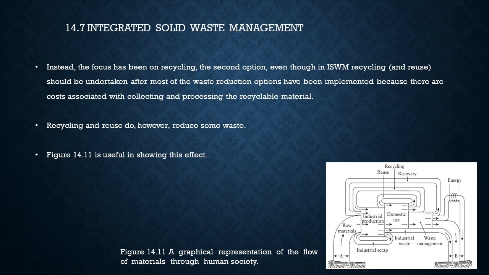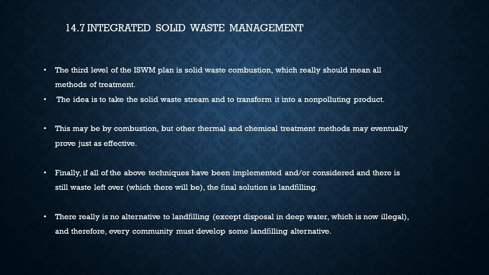The second option in an ISWM is recycling and reuse, which should be undertaken after most of the waste reduction options have been implemented because there are costs associated with collecting and processing the recyclable material. Recycling and reuse do, however, reduce some waste. Figure 14.11 is useful in showing this effect. The third level of the ISWM plan is solid waste combustion, which really should mean all methods of treatment. The idea is to take the solid waste stream and to transform it into a non-polluting product. This may be by combustion, but other thermal and chemical treatment methods may eventually prove just as effective.